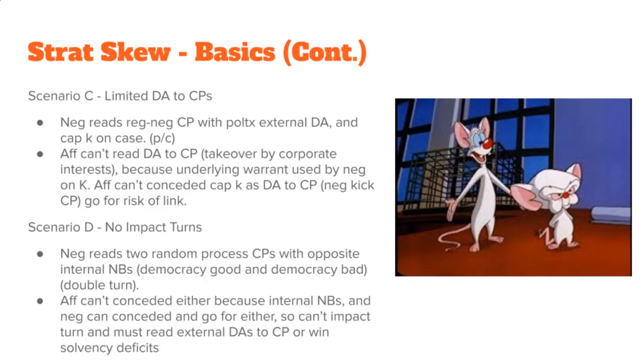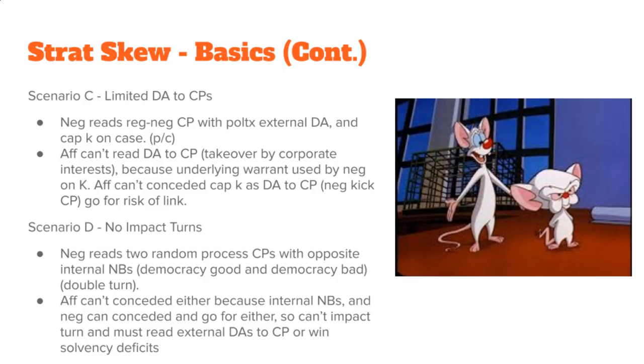Another scenario you might get is like impact turns. And so two random process impact turns with opposite internal net benefits. One says democracy good, one says democracy bad. That has nothing to do with democracy. You can't really get up and call the bluff and try to impact turn one of the internals, because if you do, they can just kick that counterplan, go for the other one, and now they've used all that impact turn framing against you to win risk of internal solvency, and then they're in a good spot because you've read three or four scenarios against them that go to extinction.